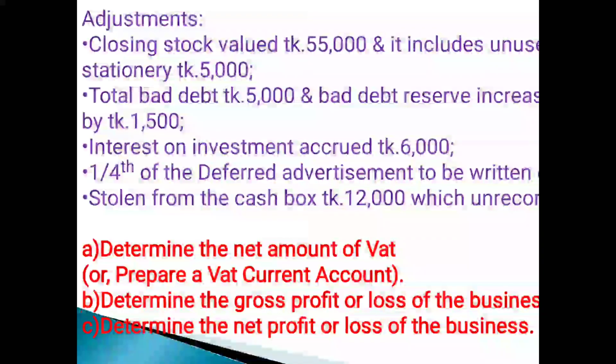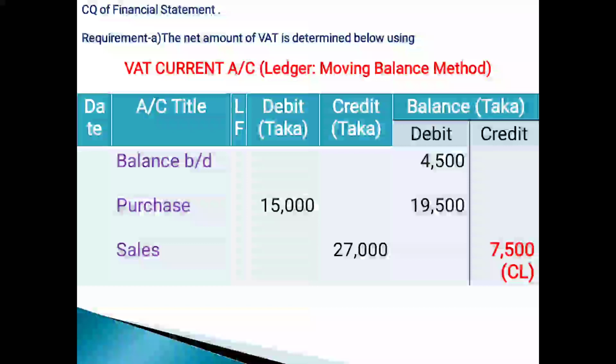Dear learners, so you can see in the next slide the determining of the net amount of VAT. Requirement A, the net amount of VAT is determined below using the VAT current account, that is the ledger moving balance method. Totally 7 columns are available under the modern or moving balance format: date, account title, ledger folio, debit taka, credit taka, balance taka, debit and credit.